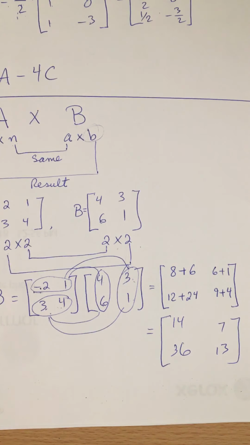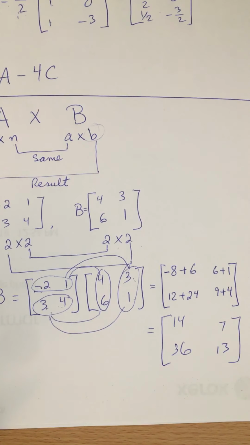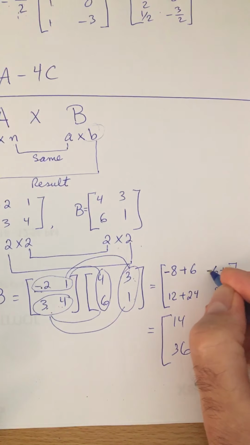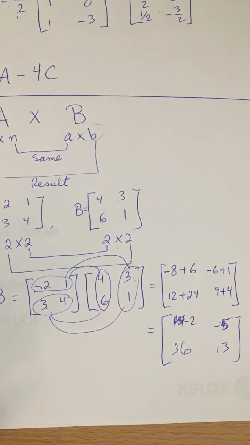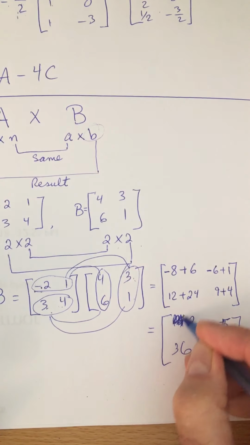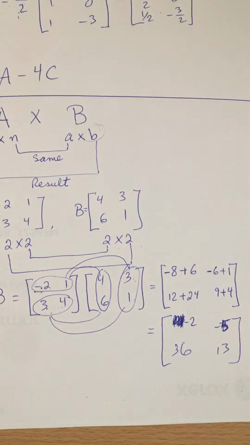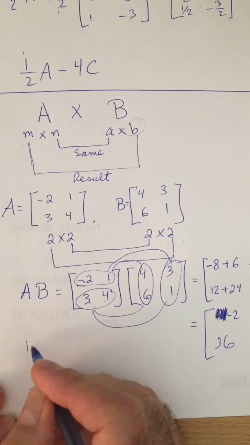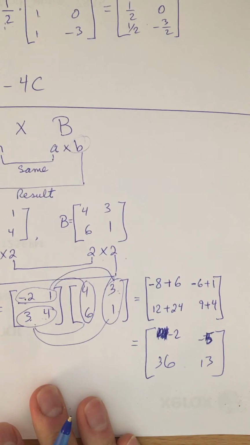All right, I think I made a mistake somewhere. Ooh, -2 times 4 is a -8. And -2 times 3 is a -6. That's a negative 5, and that's a negative 2. Sorry, negative 2 and negative 5 here. Yeah, I made a mistake. I forgot that was negative. Okay, but anyways, so that's one example. Now, the order, again, makes a difference. If I had B times A, then I would get a different result. So in multiplication of matrices, the order makes a difference.